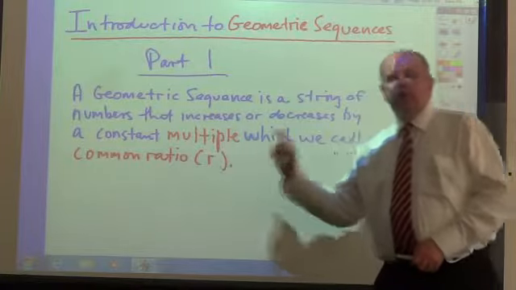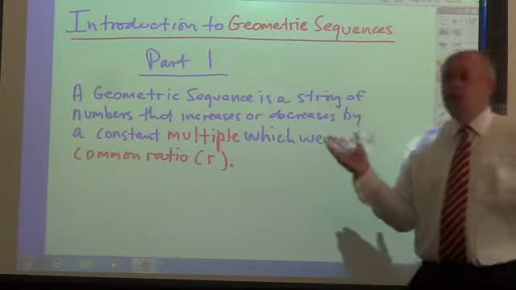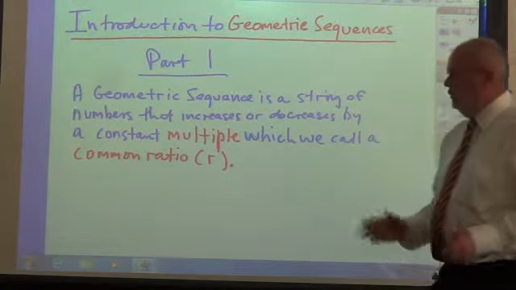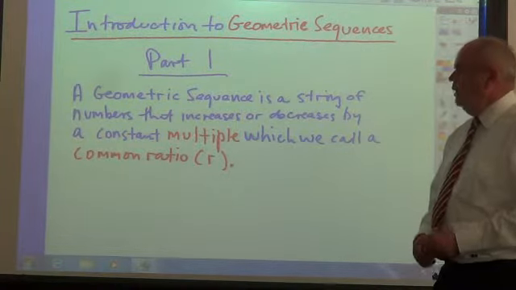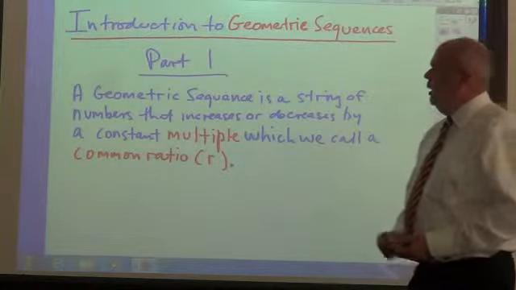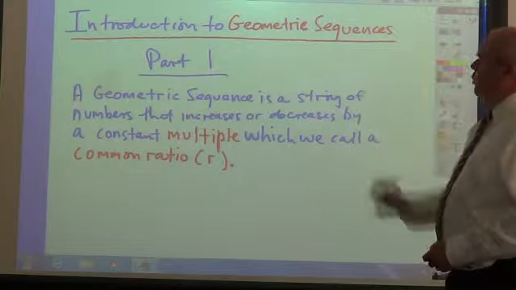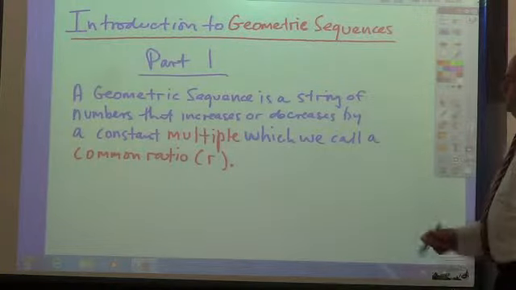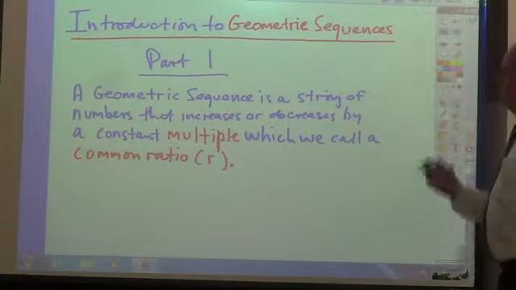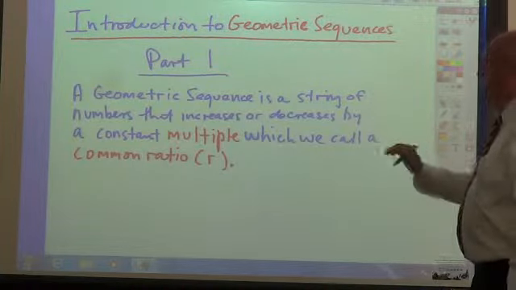So immediately when you see the letter R, you know you're dealing with a geometric sequence or series, because that did not feature, the letter R, in our discussion of arithmetic sequences and series. Okay, so that's basically what a geometric sequence is. A string of numbers, so numbers separated by commas, for instance, that increases or decreases by a constant multiple.